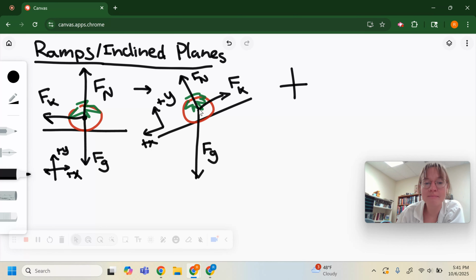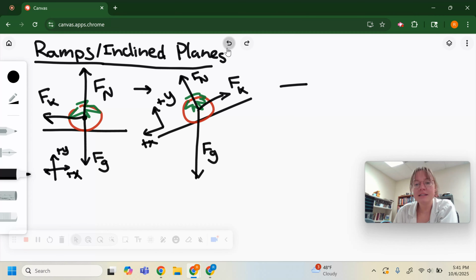Fg has a component that is parallel to the ramp, a part of it in the x direction, and a component perpendicular to the ramp, a part of it in the y direction. When we define our axes this way, there's only one force in two directions, instead of before when there were two forces in two directions. So it makes our math quite a bit simpler.